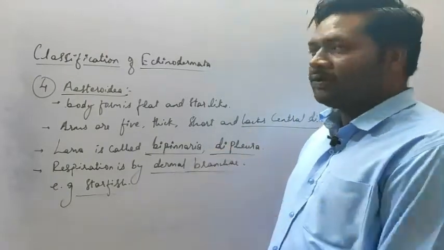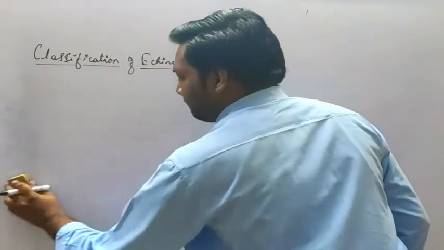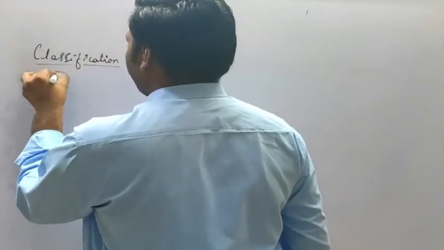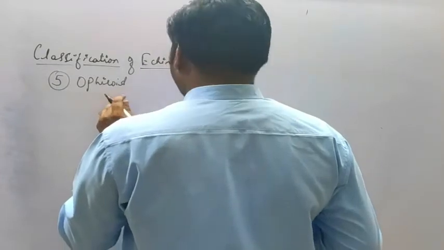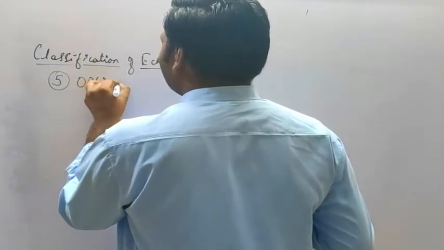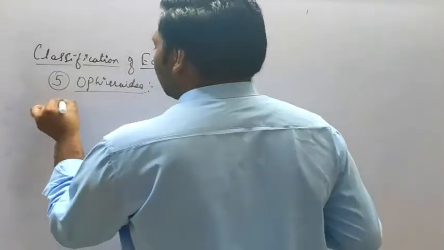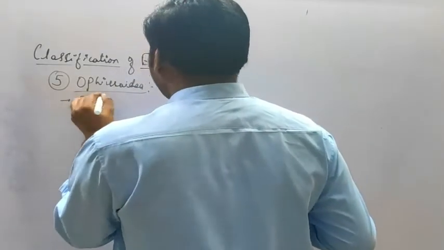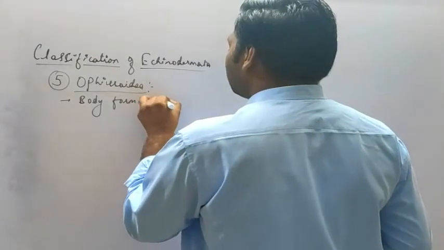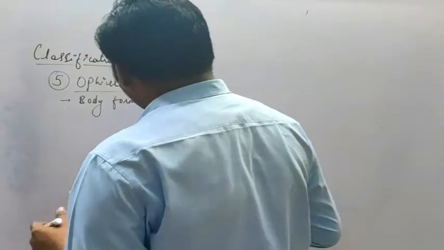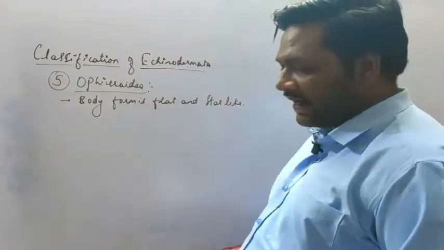Then the last class of this phylum Echinodermata is Ophiuroidea, the fifth class. Let's see the general characteristics of the Ophiuroidea. The body form is flat and star-like.